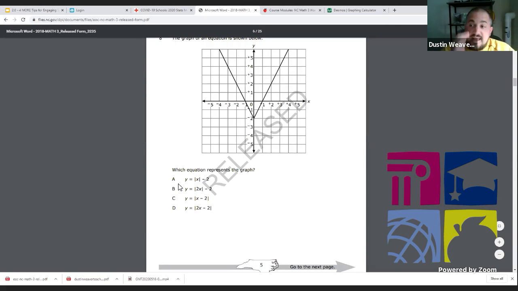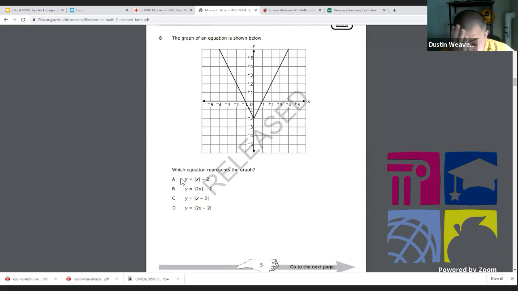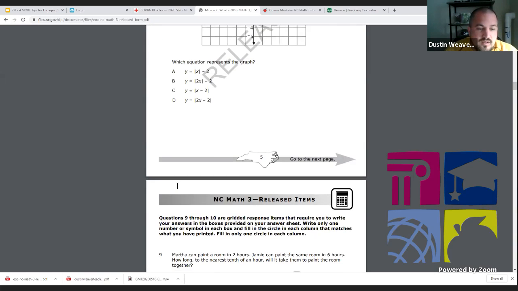Now, a lot of people have picked A, so A is a common mistake, just because they saw the graph was moved down 2 and they didn't pay attention to the slope being different. But the slope is very important in this as well. So the answer is B, the absolute value of 2x and then minus 2.